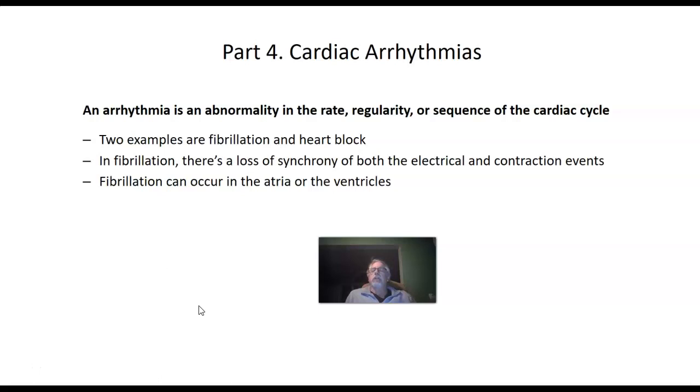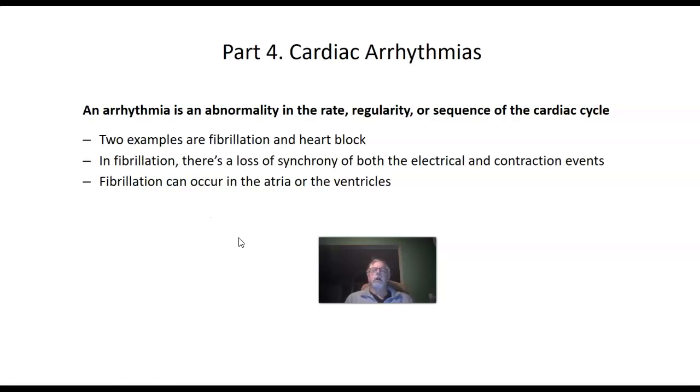The definition of an arrhythmia is an abnormality in either the rate, the regularity, or sequence of the cardiac cycle. We'll be talking about two main examples. One is fibrillation, and the other is heart block. Let's start with fibrillation. In fibrillation, there's a loss of the normal synchrony of contraction.